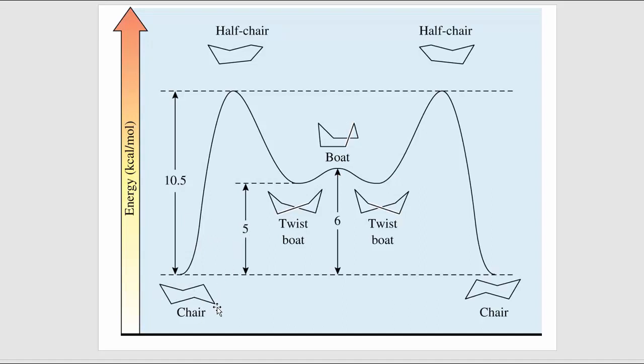There's an enormous amount of torsional strain that you pass through on your way through a half chair, and so if you have to go through the half chair on your way to the boat, then you're going over this very large hump. So don't get the impression when you're interconverting between chairs that there's a specific path that the molecule will take.